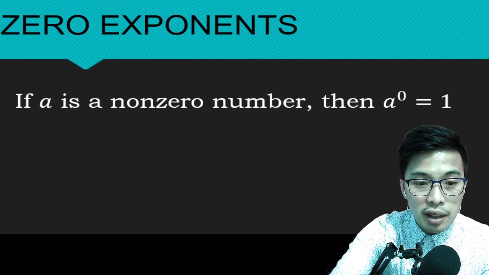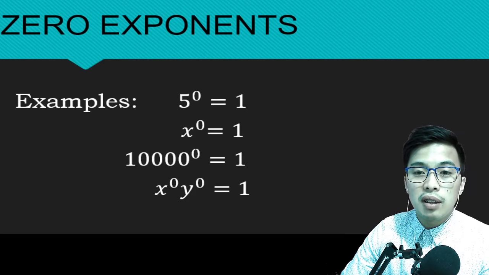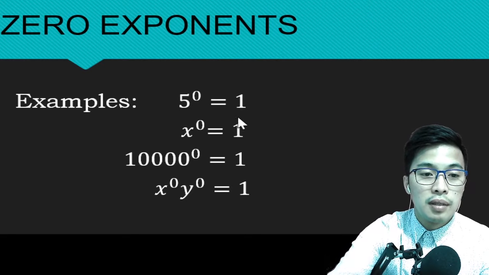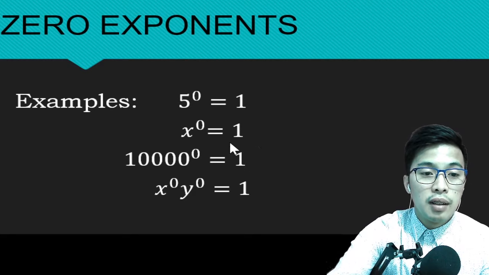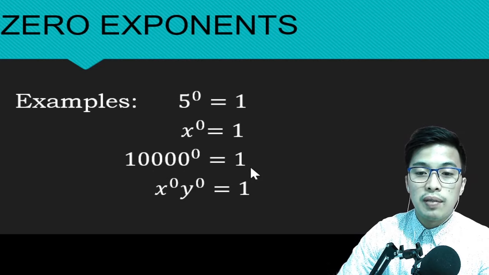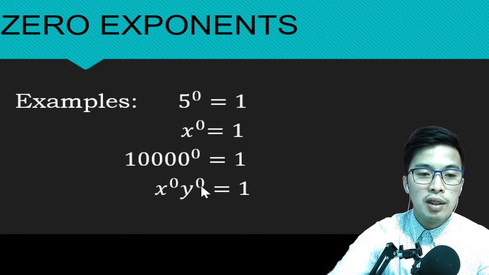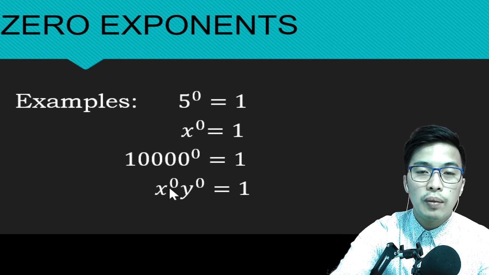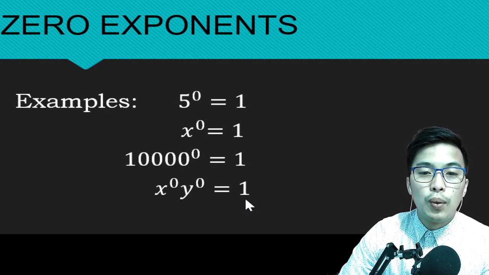Alright, so more examples of this. 5 raised to the power of 0, that is equivalent to 1. X raised to the power of 0, that is equivalent to 1. And 10,000 raised to the power of 0, that is equivalent to 1. X raised to the power of 0 times y raised to the power of 0, that is equivalent to 1. Okay, bakit siya naging 1? X raised to the power of 0 is 1, times y raised to the power of 0, which is 1. 1 times 1. So that is simply equivalent to 1.